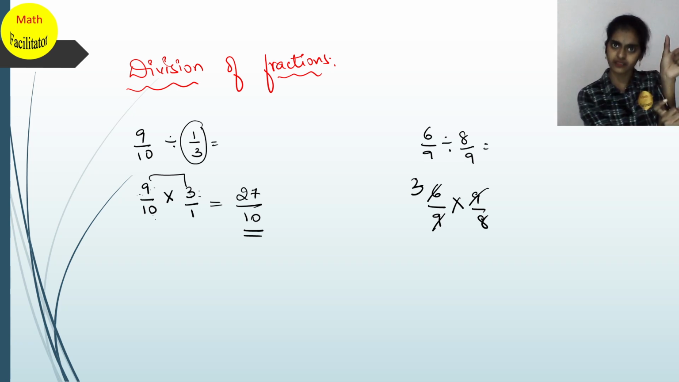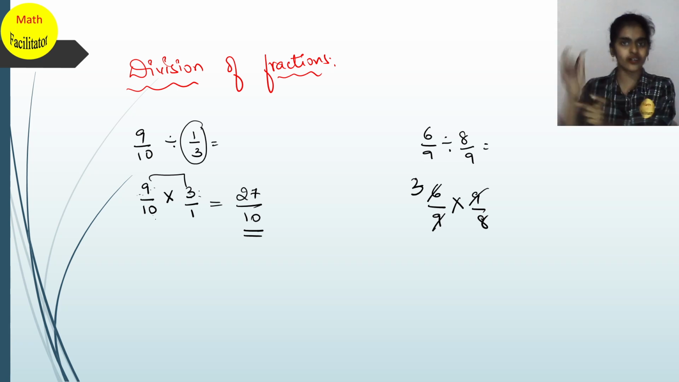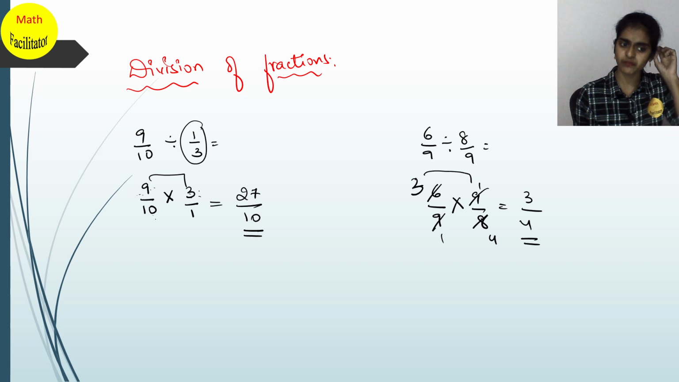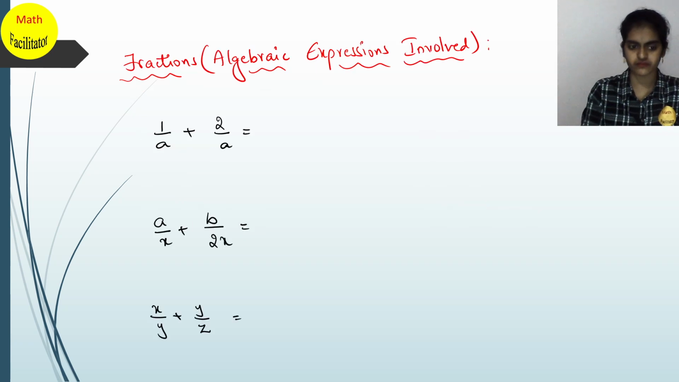They can be in the same fraction or in a different fraction. Okay, so 2 2s are 4. Now 3 into, this was 9 1s, isn't it? 3 1s are 3 divided by 4 1s are 4. So 3 by 4 is the final answer.